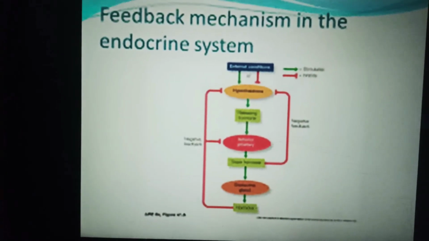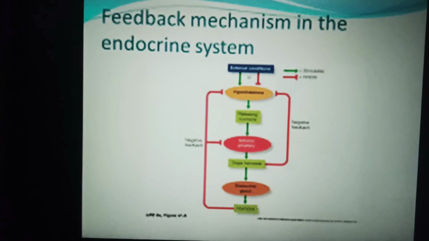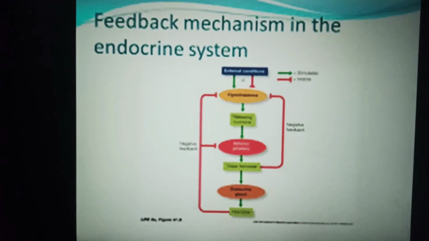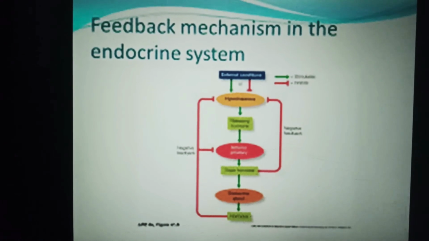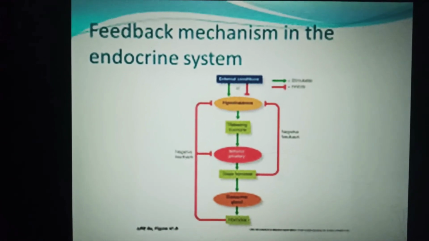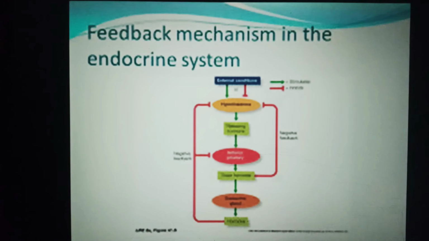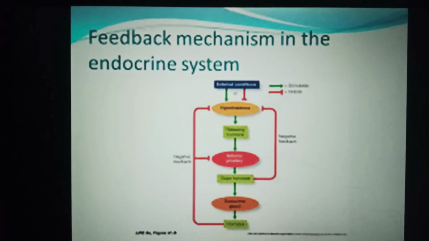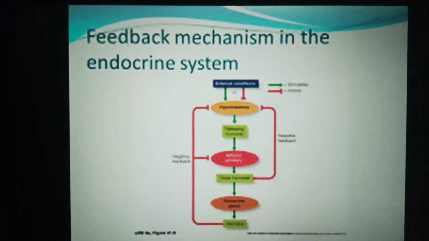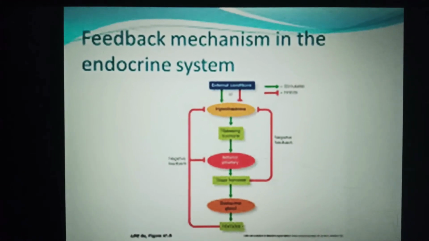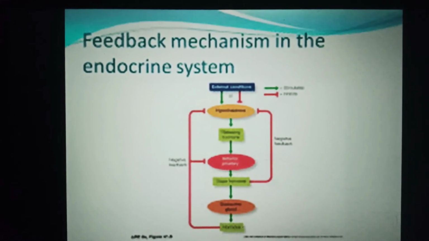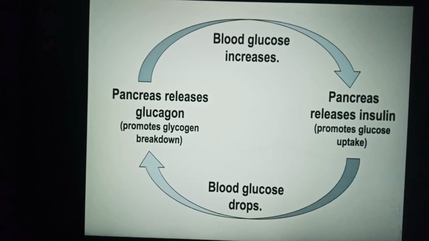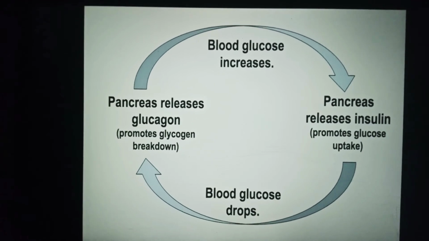And now I will discuss the feedback mechanisms. Endocrine glands do not secrete their hormones at a constant rate. The rate varies with the needs of the body, like many other functions in the body. The secretion of hormones is also regulated by feedback mechanisms. Feedback mechanism means the regulation of a process by the output of the same process. Feedback mechanisms are of two types: positive and negative feedbacks.